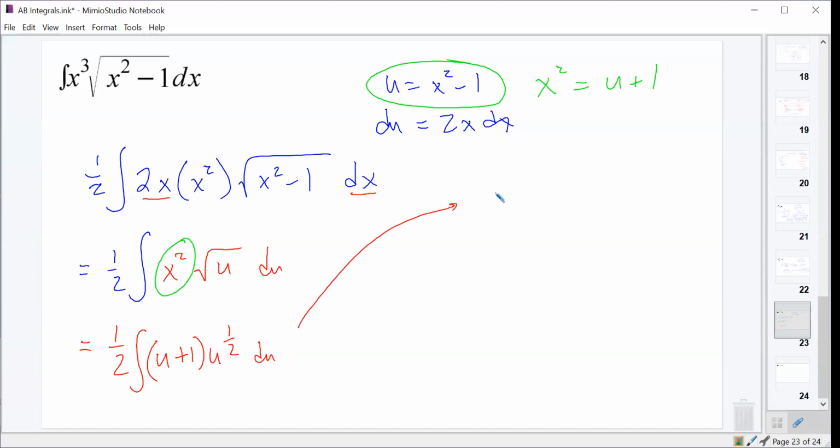And how will I deal with that integral? Since it's two things being multiplied together, I can't just integrate it as is. I either need to do a substitution or do some algebraic manipulation to simplify that into something I can integrate. So which one sounds better?